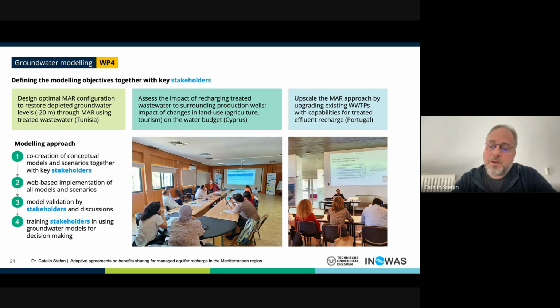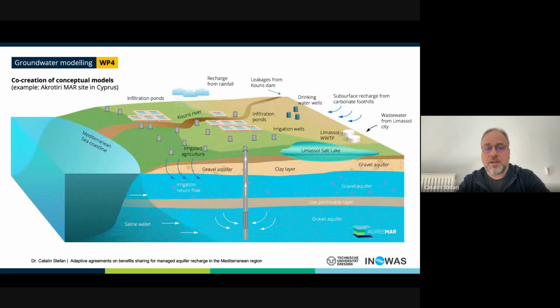And in Portugal, we look at upscaling the existing MAR system because it's just one wastewater treatment plant infiltrating the tertiary treated effluent. But in terms of quantity, that doesn't make a huge difference because the volumes are very low. So we try to convince stakeholders with a regional model to connect further treatment plants to the system so that more water will be used in agriculture instead of being discharged into the surface water bodies.